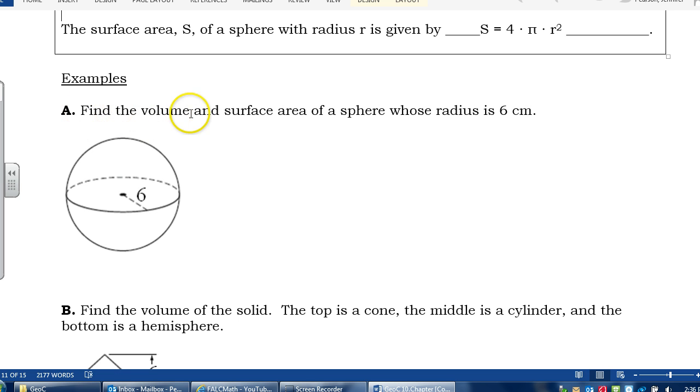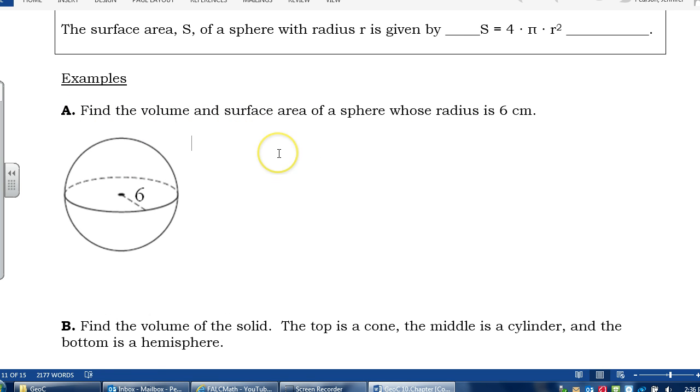First example says find the volume and surface area of a sphere whose radius is 6 centimeters. So to find the volume, I will do 4 times pi times the radius, which in this case is 6, to the power of 3 divided by 3. And I get 904.8 cubic centimeters.